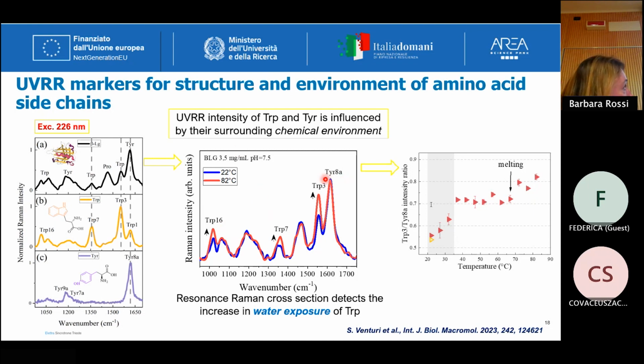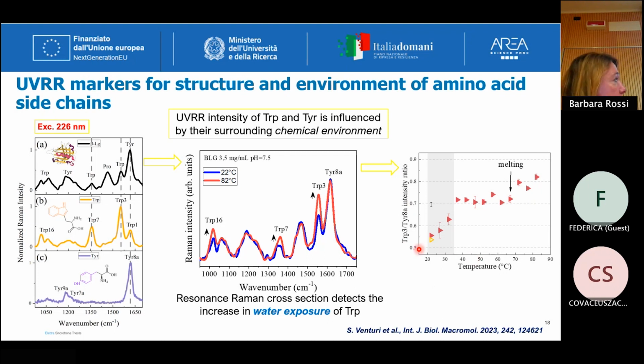But in particular, if you look at the band associated to the tryptophan, the intensity of this Raman signal is very sensitive to the surrounding chemical environment of the tryptophan, and in particular the Raman cross-section. So the intensity of this band is able to detect the increase in the water exposure of the tryptophan that occurs, for example, when the protein is unfolded.